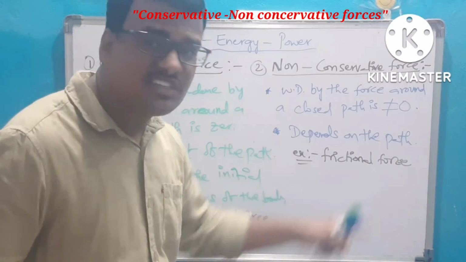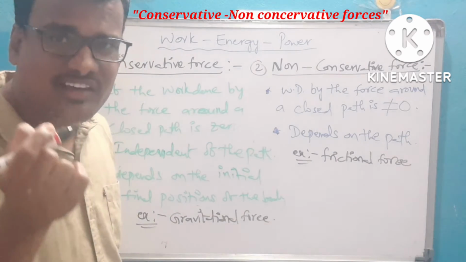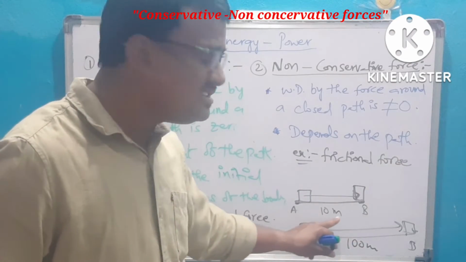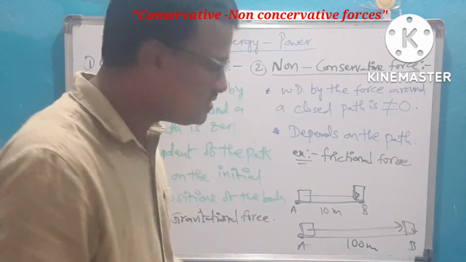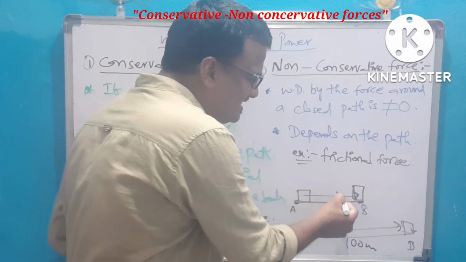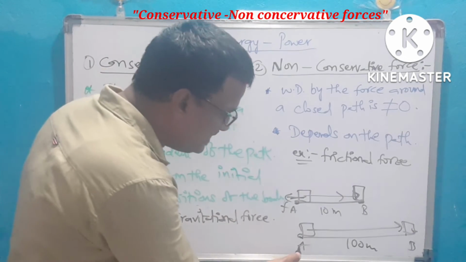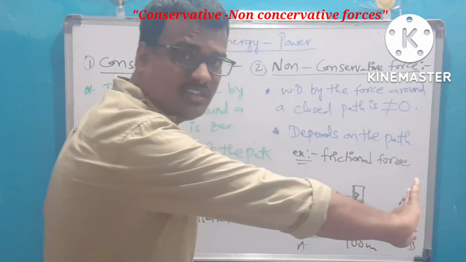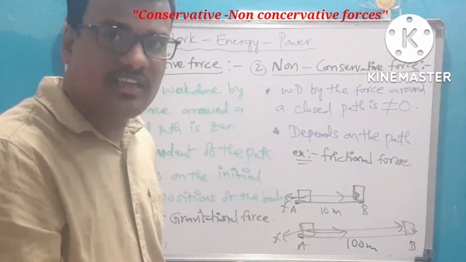Here the frictional force depends on the path. Why? For example, a small example we discussed here. In the first case, from A to B, the body is displaced 10 meters against the frictional force. If we apply a force, the body will be displaced in this direction, and the frictional force is developed in the opposite direction. In this case also we apply the force in this direction, and the frictional force acts in the opposite direction of the applied force.